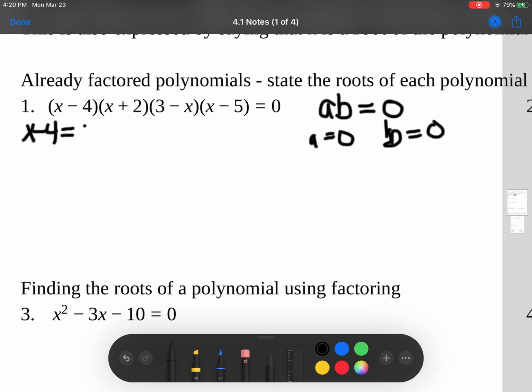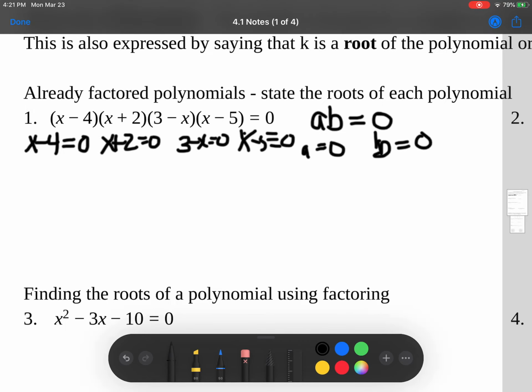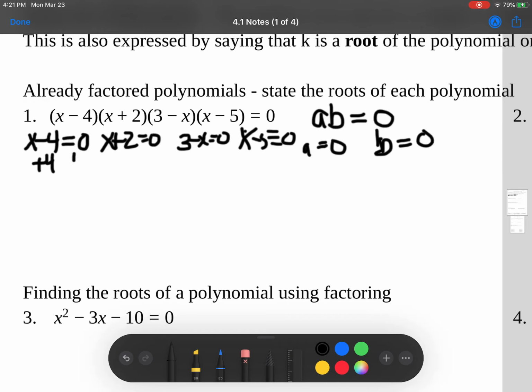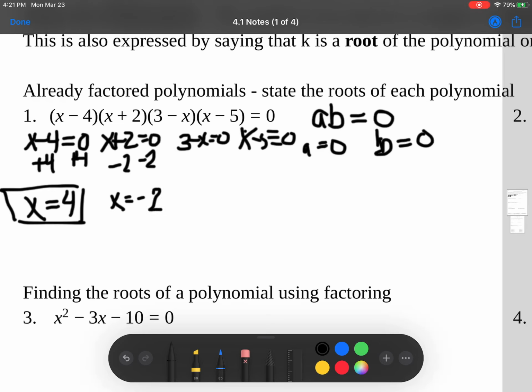So we have x minus 4 equals 0, x plus 2 equals 0, 3 minus x equals 0, or x minus 5 is equal to 0. From here, we'll just solve these. At first, I will add my 4, and our first solution would be x equals 4. Our next solution, if we subtract 2 on both sides, we would have x is equal to negative 2.